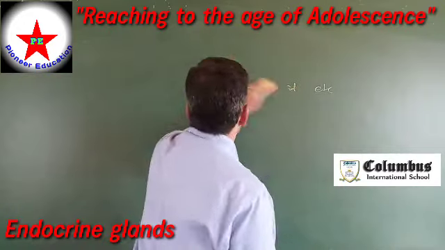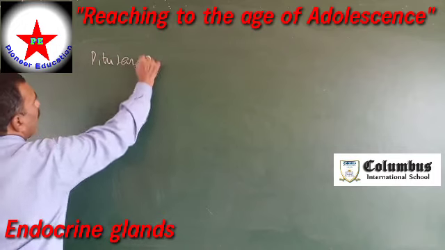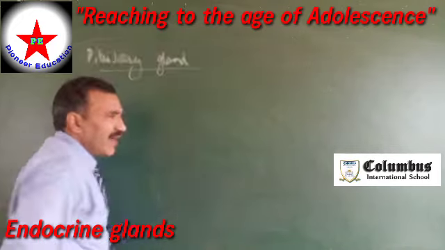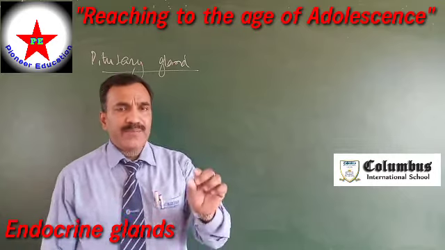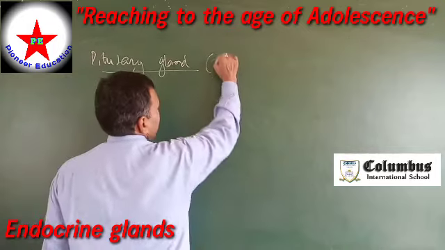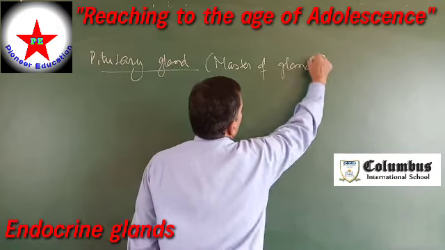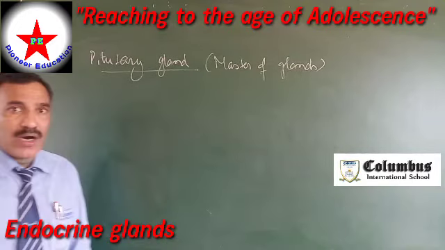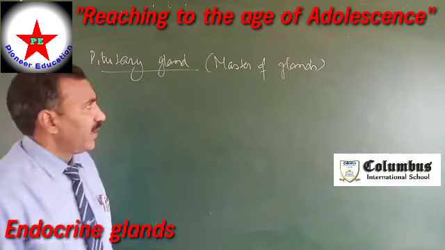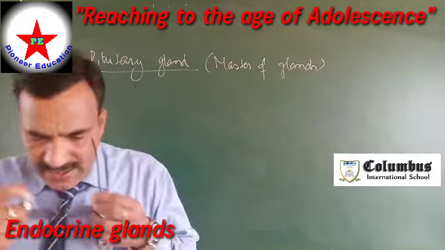After that, the next is the pituitary gland. This pituitary gland is a very small gland, shaped like a pea seed. However, it is called the master of glands. That means it has command over all the other glands. Clear? It is small and situated in the brain here.